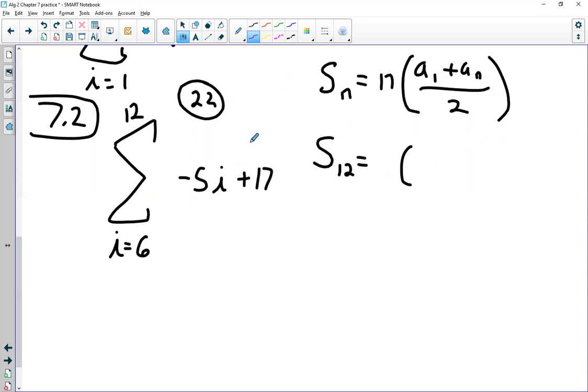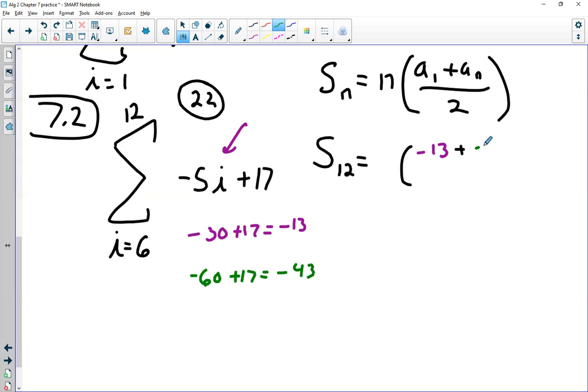You just plug it in. So -5 times 6 is -30, plus 17. That's going to be -13. So that's going to be a 6, which is -13. Plus, now we're going to plug in 12. So -5 times 12 is -60, plus 17 equals -43. So -13 plus -43, over 2.